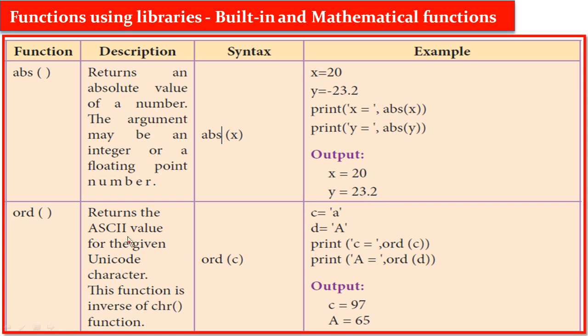Second function, ORD function, it returns the ASCII value for the given Unicode character. This function is inverse of character function. General format, ORD of C, here C equal to small a, D equal to capital D, ORD of C, that is ORD of A, that is equal to 97. Here the ASCII value of small a is 97, ASCII value of capital A is 65. So it turns a character value into its equivalent ASCII value.